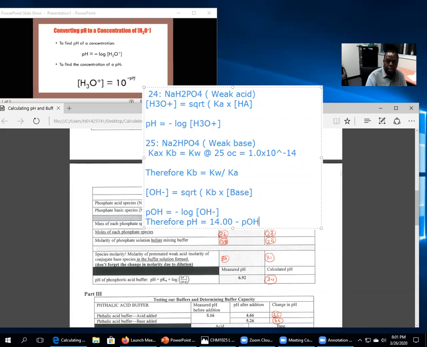Thank you for reminding me, that is line 25. It is a base, a weak base. And you are expected to remember from the lecture the relationship between Kw, Ka, and Kb. When you are dealing with the base, you don't just take the negative log. That will take care of items 24 and 25. Any other question?